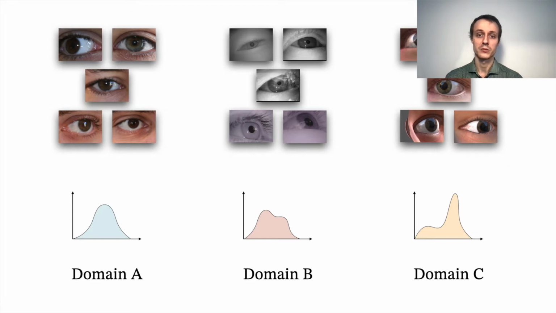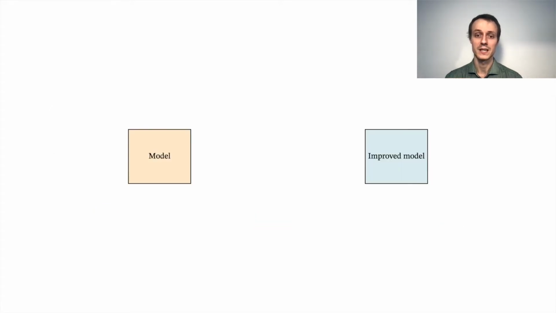Therefore, the domains of the model training data and model test data are typically different, and this is known as domain shift. Domain shift can be alleviated by applying techniques that modify the model in some way to adapt it to the new domain. This is called domain adaptation. We perform domain adaptation by generating pseudolabels for unlabeled test data.